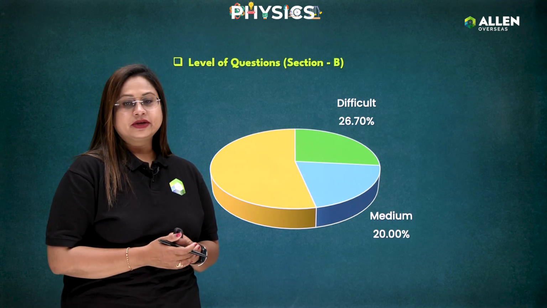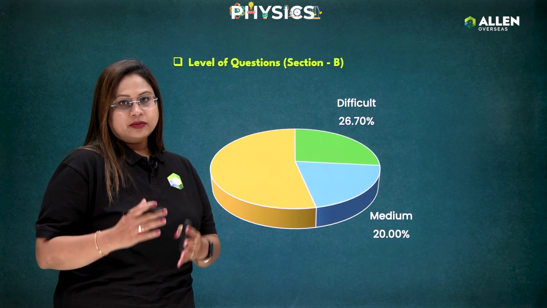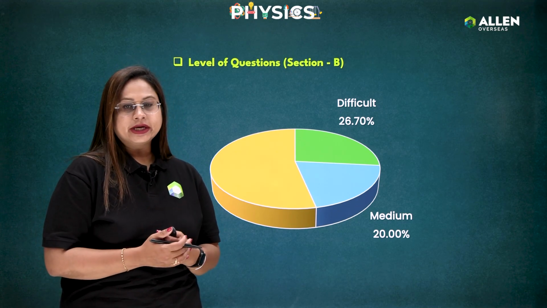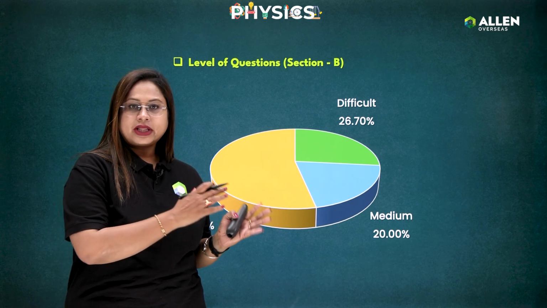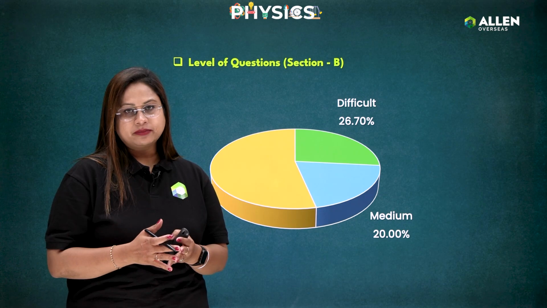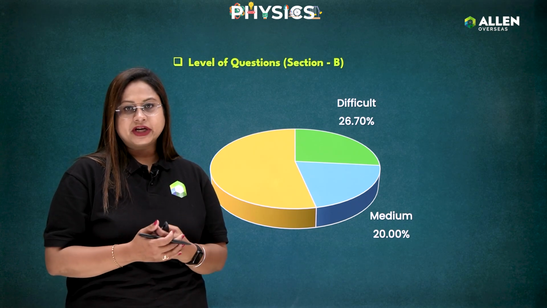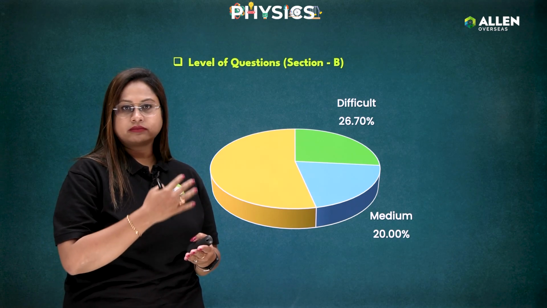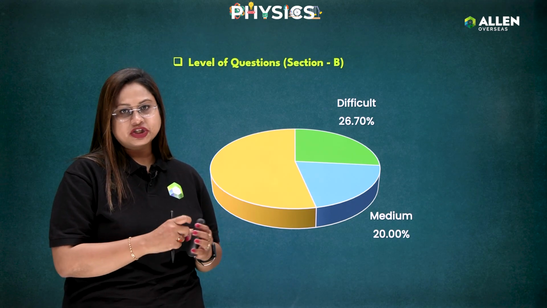Coming to section B, you know section B has 15 questions, and out of that 15 questions you have to choose only 10 questions. So that is going to make 35 questions from section A and 10 questions from section B, which is going to make the whole paper, that is 45 questions. So that means you have options to select the questions from section B.